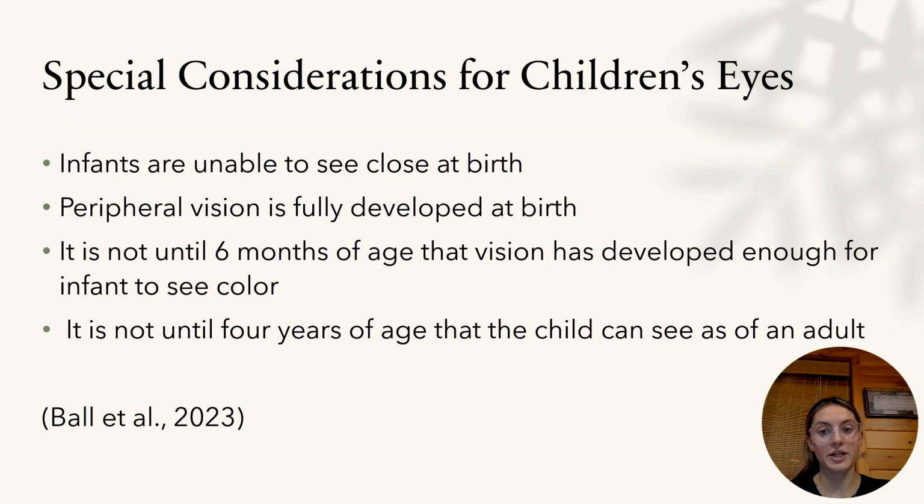Some special considerations for children's eyes are infants are unable to see close up at birth. Their peripheral vision is fully developed, but it is not until 6 months of age that their vision has developed enough for an infant to see color. And then it is not until 4 years of age that a child can see as well as an adult.